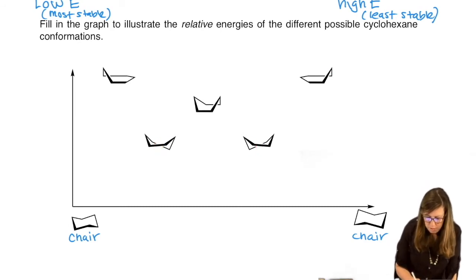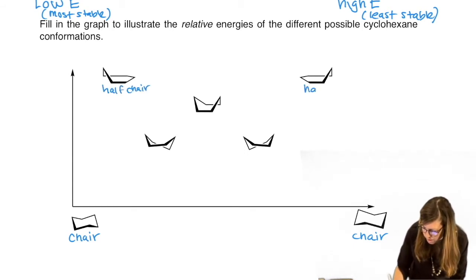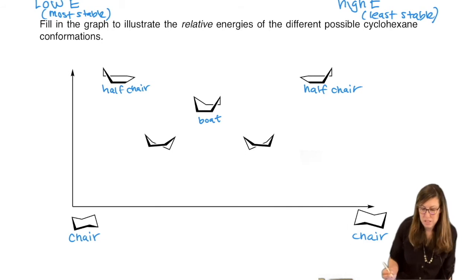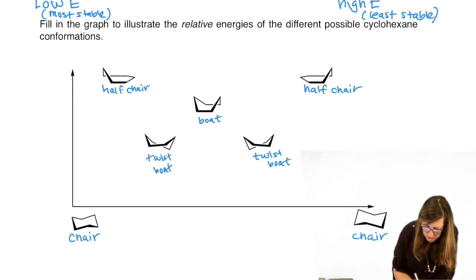So let's just label them all again. This is a half chair. This is the other half chair. This is a boat. Remember, that's actually a local maxima. And this is a twist boat, a local minima. And this is the other twist boat that you can arrive at. So let's connect them. Energetically, it'd be something like this.